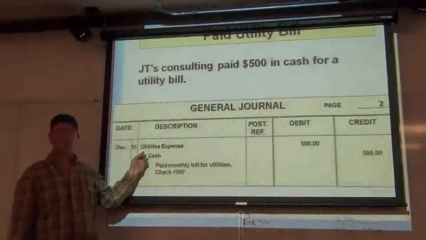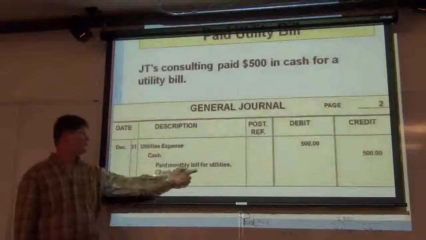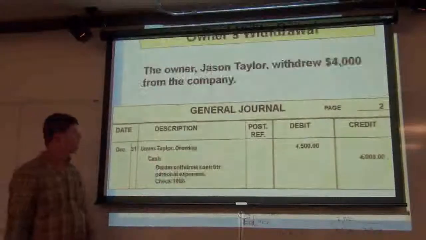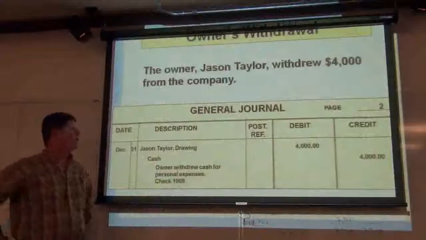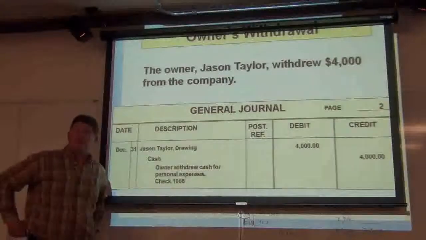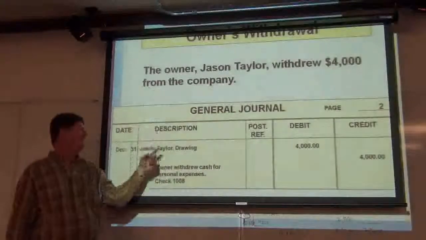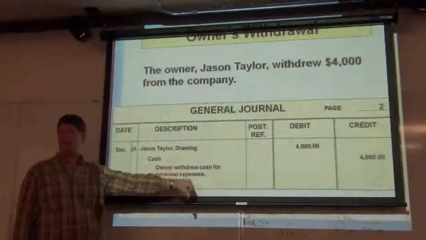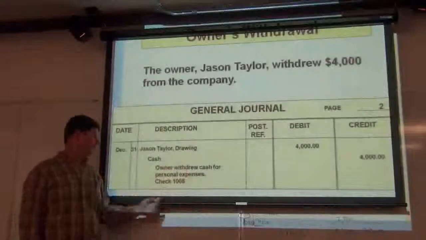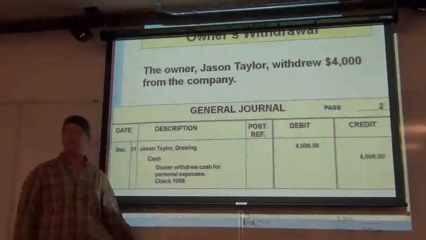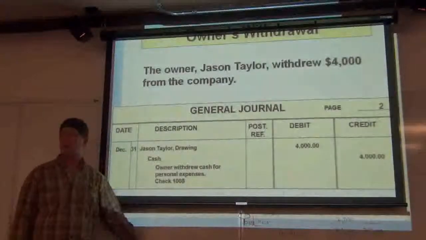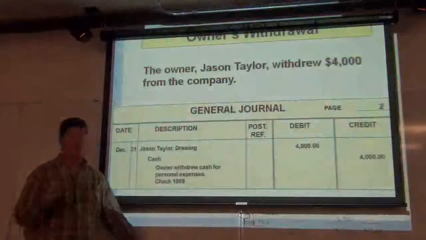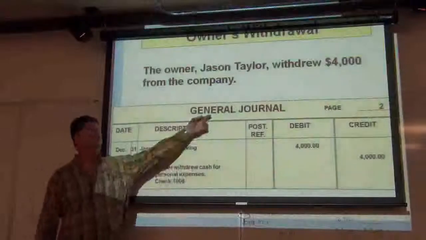All right, here's another expense. Expenses are always debits. Paid for it in cash. Paid monthly utility bill, check number 1007. Good. Straightforward. What's going on here? Don't read the top. The owner's taking money, so we debit the draw account. Cash goes down, so we credit cash. We wrote him check number 1008, that way he can pay his personal expenses, right? All right, so the first place, the book of original entry, is the general journal.